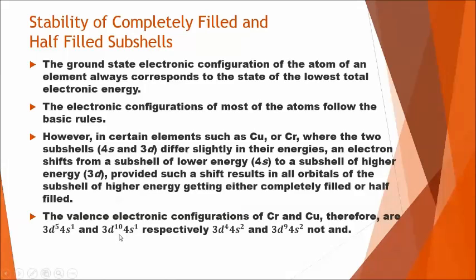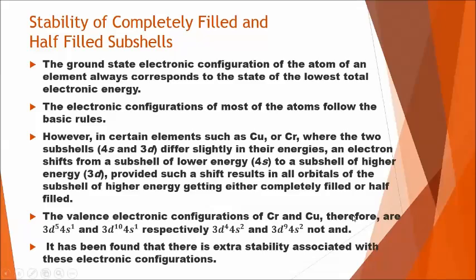The next one, copper, also the same way. The electronic configuration when we write according to the rules will come 3d9 4s2. But because of the stability factor, that is completely filled and half filled cases, it shifts one electron to 3d. So it becomes 3d10 4s1, and now 3d is completely filled and 4s is half filled. So it's again more stable than the other configuration. So this is an exception case in the transition elements. It has been found that there is extra stability associated with these electronic configurations.